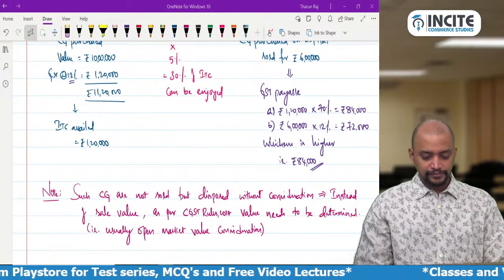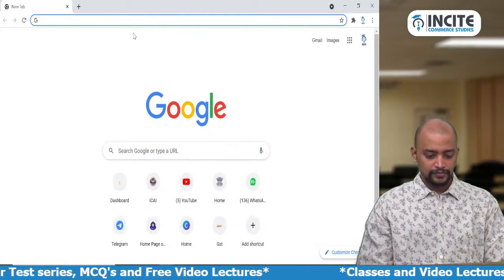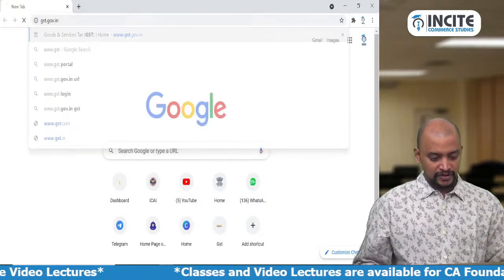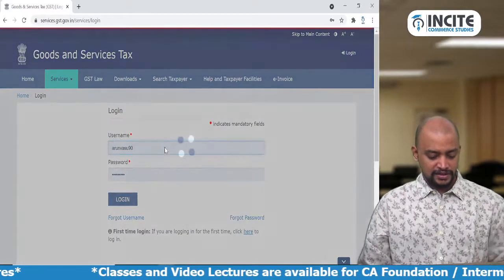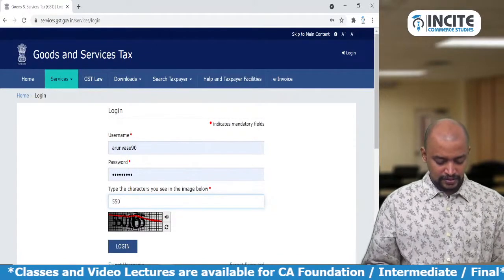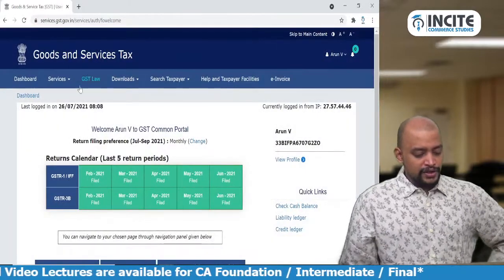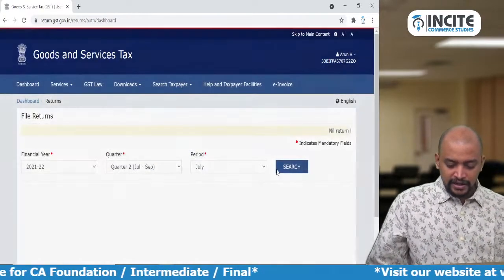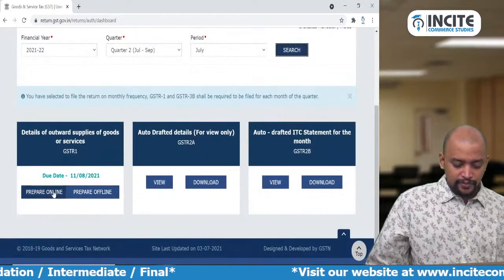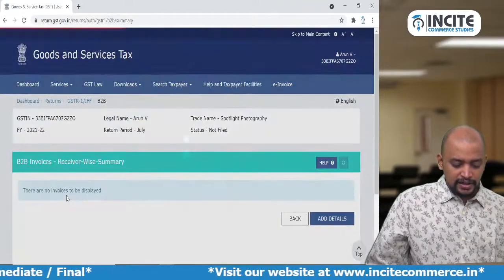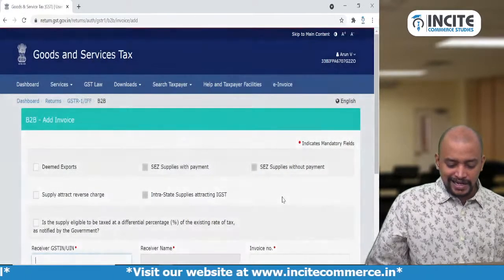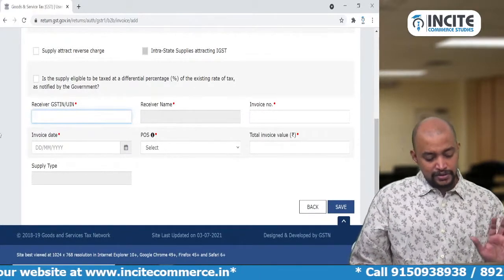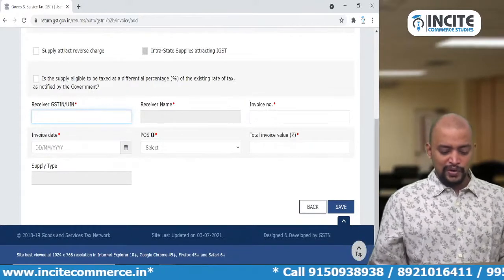So see this. So try to understand the difference between taxable value and the invoice value. So I'm just showing you this to understand the difference. So if you see, I'll just take GSTR1. An invoice needs to be generated. So one invoice needs to be generated here. B2B, add details. In that add details, so I will take here invoice value is there. Okay, so listen carefully. Receiver GSTIN or UIN.